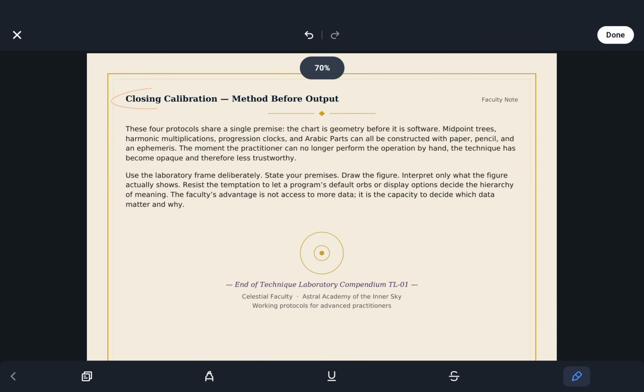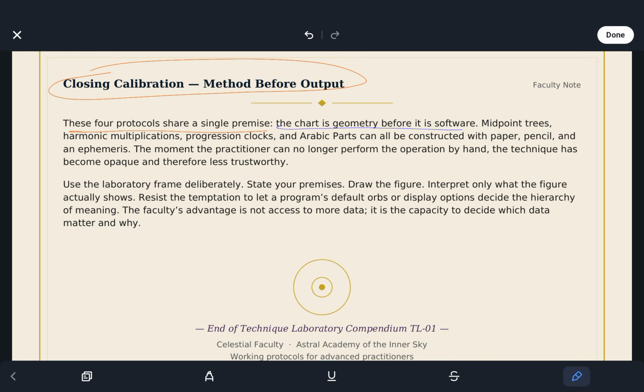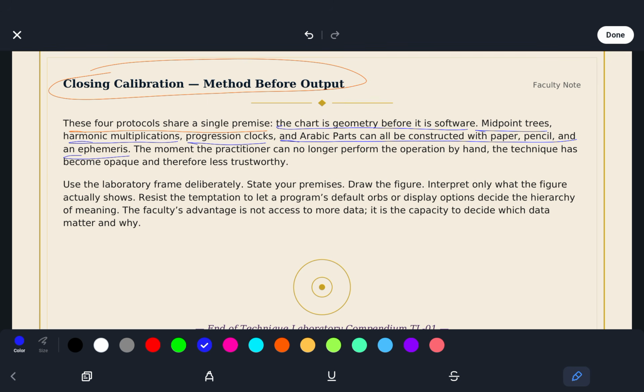And the closing calibration is method before output. These 4 protocols share a single premise. The chart is the geometry before it is software. Midpoint trees, harmonic multiplications, progression clocks, and Arabic parts can all be constructed with paper, pencil, and an ephemeris. The moment the practitioner can no longer perform the operation by hand, the technique has become opaque and therefore less trustworthy.